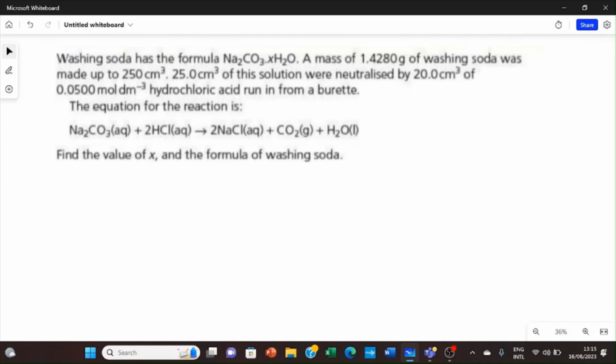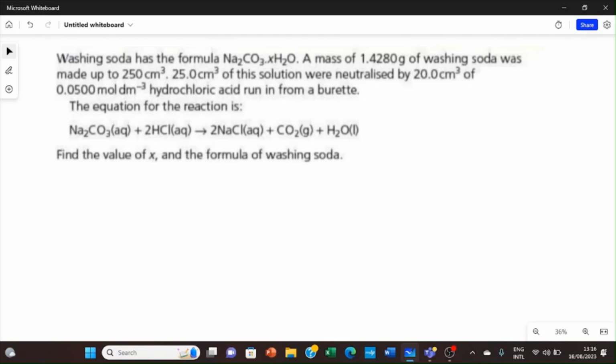A mass of 1.428 grams of washing soda was made up to 250 cm3. You make a solution. Then 25 cm3 of this solution was neutralized by 20 cm3 of 0.05 mole per dm3 hydrochloric acid run in from a burette. The equation for the reaction is given. Find the value of x and the formula of the washing soda crystal.